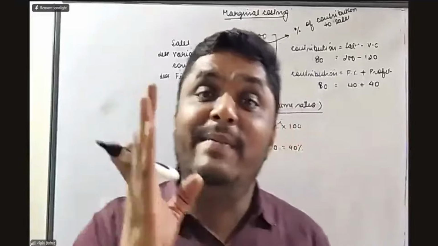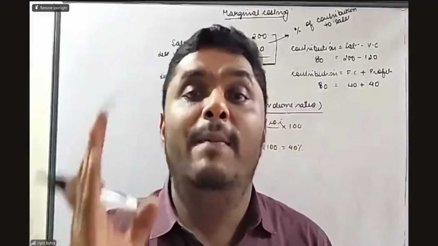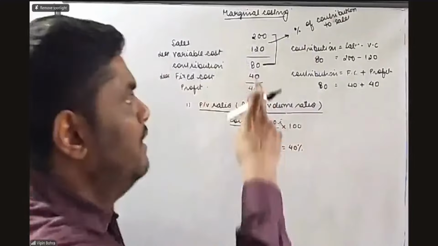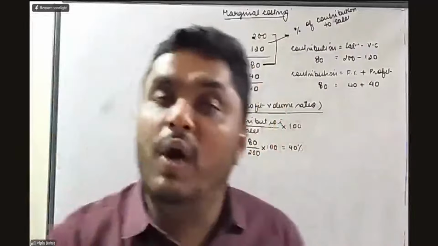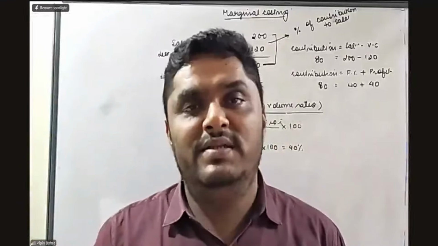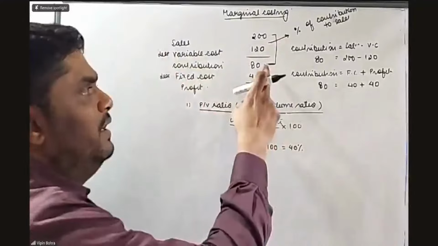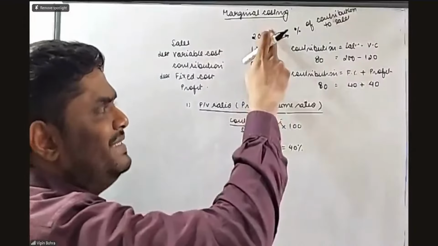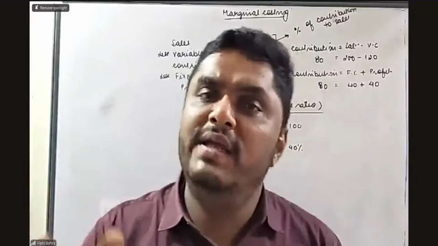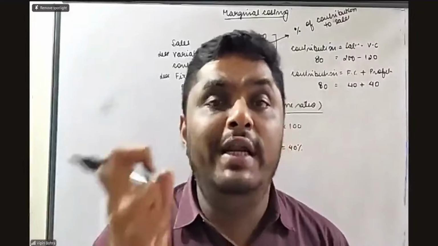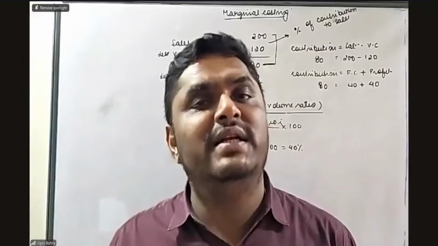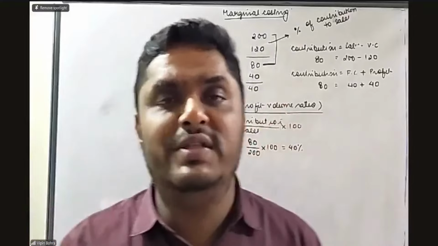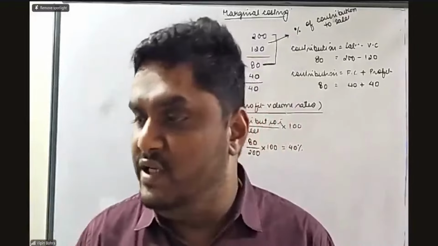40%. Let's say my contribution is 1000 and my sales is 10,000. So what will be my PV ratio? 10%. Let's say my contribution is 20,000 and my sales is 1 lakh. What will be my PV ratio? 20%. So contribution sales का कितना percent है, ये बताता है हमें PV ratio. This is what we call PV ratio.